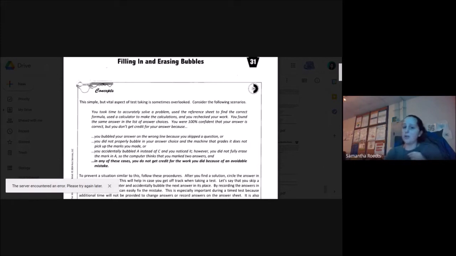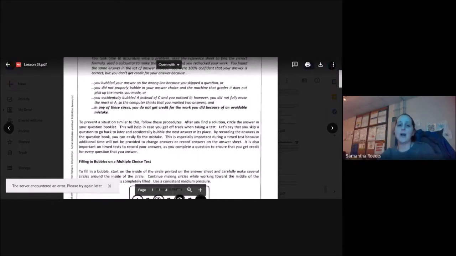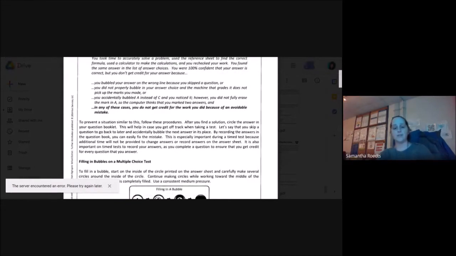your answer on the wrong line because you skipped a question, or you did not properly bubble in your answer choice and the machine that grades it does not pick up the marks you made, or you accidentally bubbled A instead of C and you noticed it, however, you did not fully erase the mark in A, so the computer thinks that you marked 2 answers. And in any of these cases, you do not get credit for the work you did because of an avoidable mistake. To prevent a similar situation to this, follow these simple procedures.